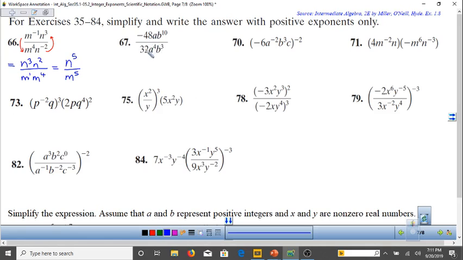Now for number 67, we want to do a little extra thinking here. I'm going to do it in this format. I'm going to divide the numbers together, and I'm going to divide the matching variables together. And I'm going to leave out a bit of a step here, partially because of space, but partially because it's a concept. Negative 48 divided by 32, the common factor is 16, so I can write this as negative 3 over 2.